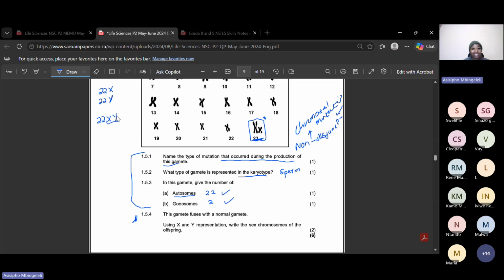This is an abnormality. Now you apply all your knowledge about non-disjunction. This is not a copy and paste from any karyotype that you've seen. You apply your information here. So there are two gonosomes. You cannot say one, because where do we find a gonosome in a gamete? We find it on chromosome number 23. I hope that makes sense. This was a little bit challenging.